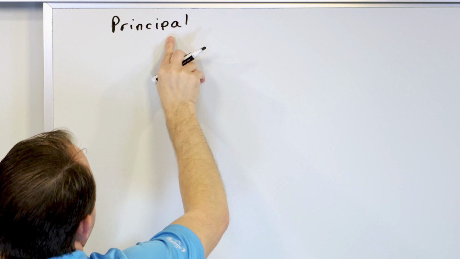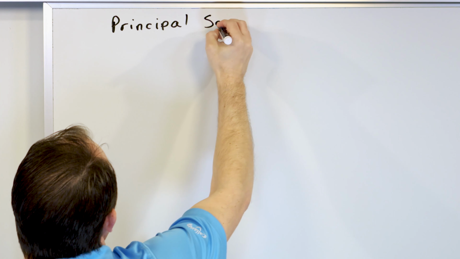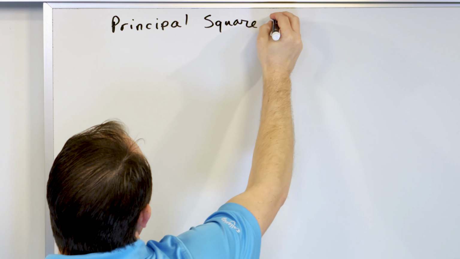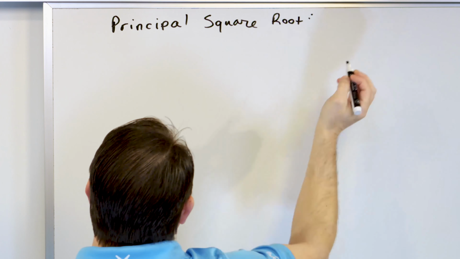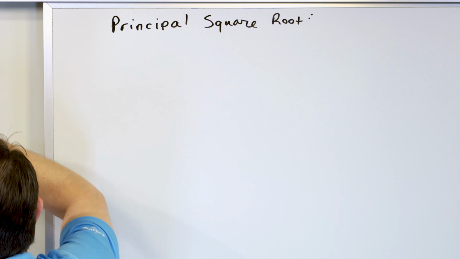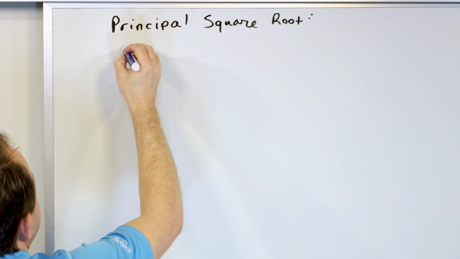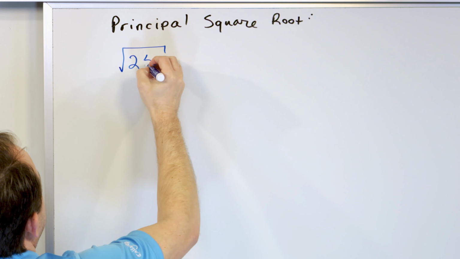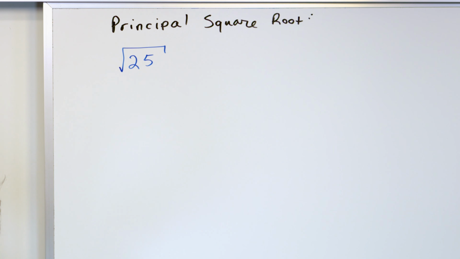The principal is your pal. The principal square root. Now what do I mean by that? When we have that problem that we just wrote down, I just wrote down the answer was 5. So if I have the square root of 25, and I'm trying to solve that, what does it mean?